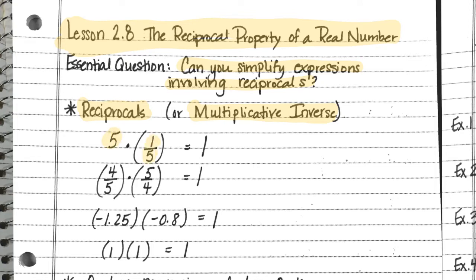5 times 1/5 is 1. 4/5 times 5/4 is 1. This isn't even shown as a fraction, but how funny is this if you think about it in fraction form? I'll tell you why, because negative 5/4 is equivalent to negative 1.25 and negative 4/5. So you wouldn't even think of that. I didn't. But that's also equal to 1. And 1 times 1. Yes, the reciprocal of 1 is 1.